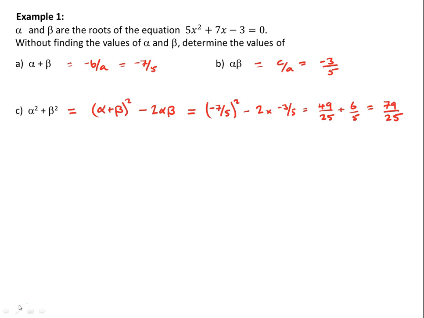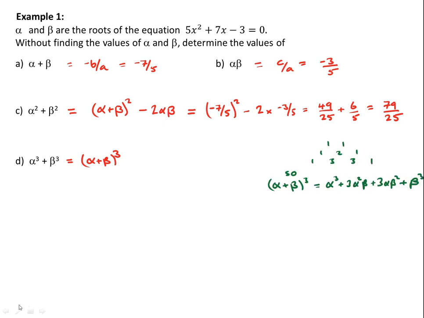For alpha cubed plus beta cubed, we can do a similar sort of thing. We can say that alpha cubed plus beta cubed is going to be closely related to alpha plus beta all cubed. We need to have a think about the expansion of alpha plus beta all cubed. So if we think about Pascal's triangle for a moment or two, we should be able to remember that alpha plus beta cubed is the same thing as alpha cubed plus 3 alpha squared beta plus 3 alpha beta squared plus beta cubed.